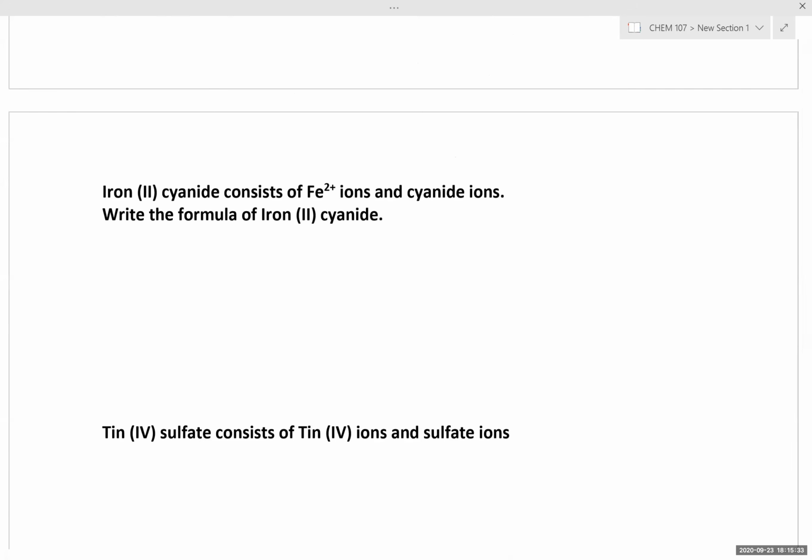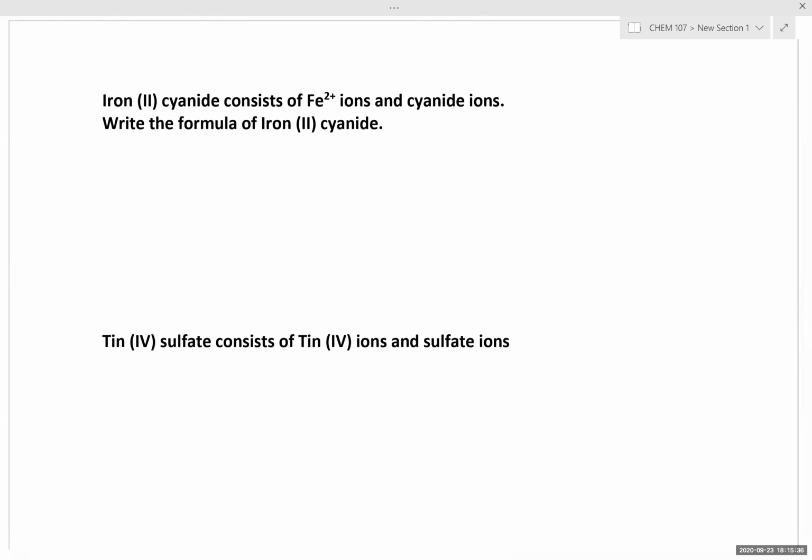So let's take a look at the following two examples. I'll give everyone about 3 to 4 minutes, and I'd like you to write the formula for iron(II) cyanide and for tin(IV) sulfate. Remember, the charge can be indicated using a Roman numeral, where this II indicates +2 and this IV indicates +4. So let's work through this example and then we'll discuss momentarily.